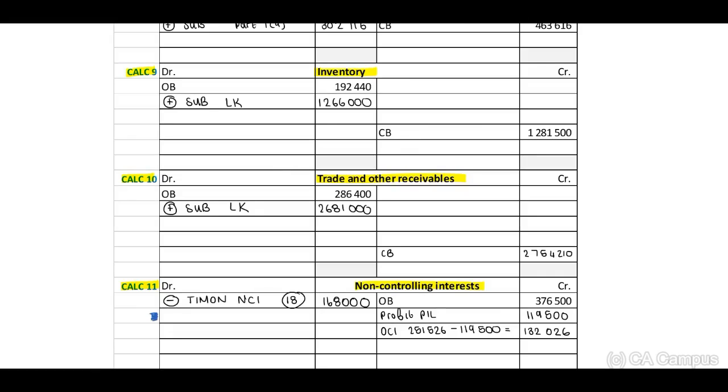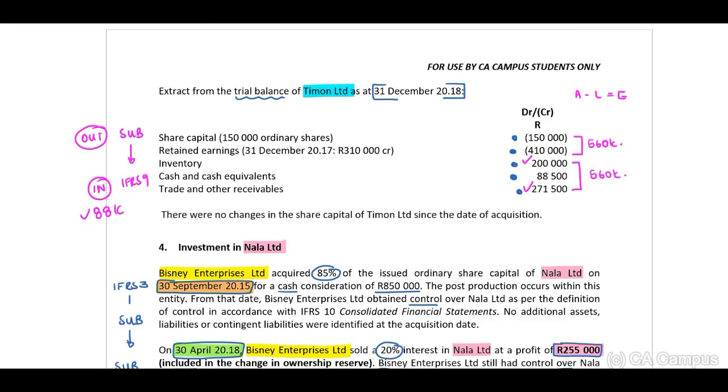Inventory, if we take out the inventory, remember, this is the subsidiary sold, and this is Timon. If we take this out, our inventory decrease on the credit side. Therefore, this will be a credit of 200,000 Rand. If we take out our trade and other receivables, decrease in terms of the subsidiary, this is Timon, and we need to take out 271,500, a decrease. Right, now guys, when we look at this, what do we do with this 88,500?